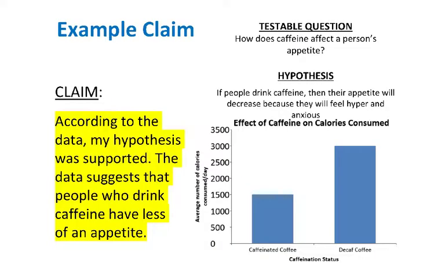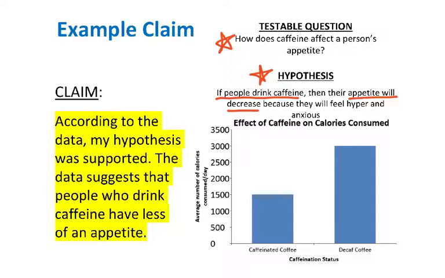So let's look at an example, okay? For example, let's pretend that our testable question was this. How does caffeine affect a person's appetite? And let's say that before you did this experiment, you wrote a hypothesis, you made a prediction, okay? And your hypothesis was this. If people drink caffeine, then their appetite will decrease. Their appetite will go down because they will feel hyper and anxious, okay? So if people drink caffeine, their appetite will decrease.